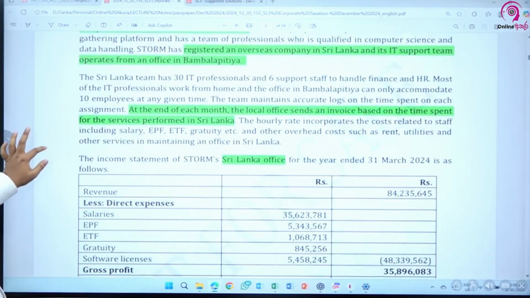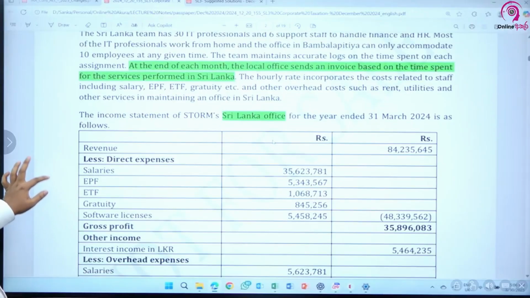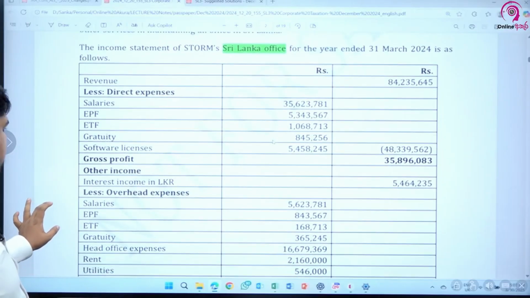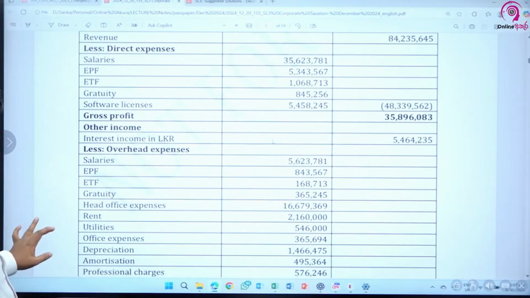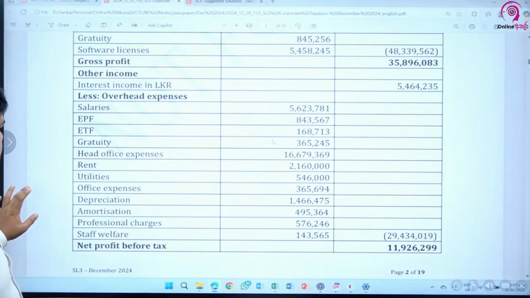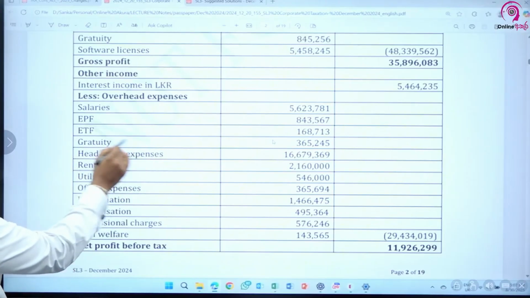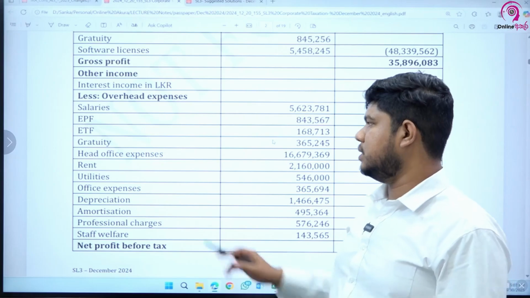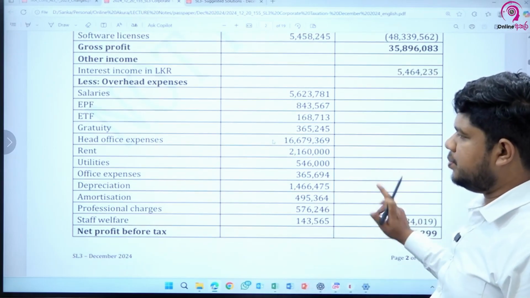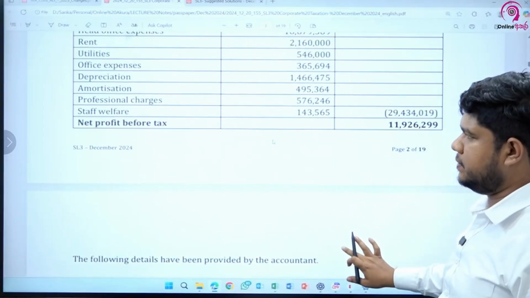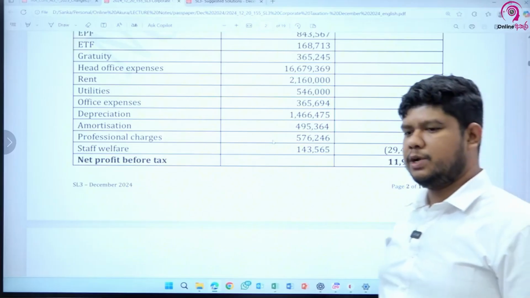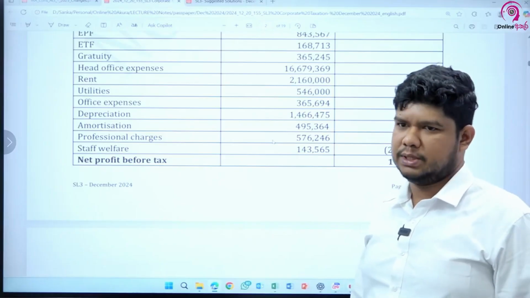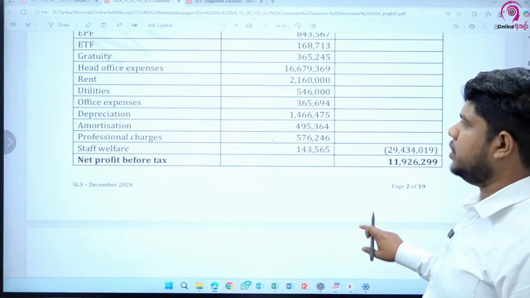The income statement of Storm Sri Lanka for the year ended 31st March 2000 is as follows. Revenue, and it's given as the general P&L. Salaries, EPF, gratuity, software license, interest income, and overhead expenses, head office expense also there. When you are looking at this, you should remember something. There is a provision for head office expense deduction. So you should remember everything. That's why I said you have to read the entire act: rather than administrative provisions, you have to read non-resident taxation, section 69 and other provisions, transfer pricing sections, everything.